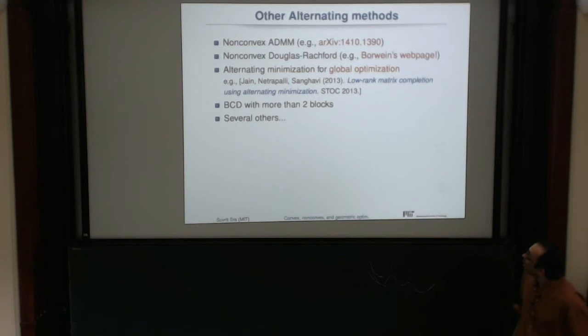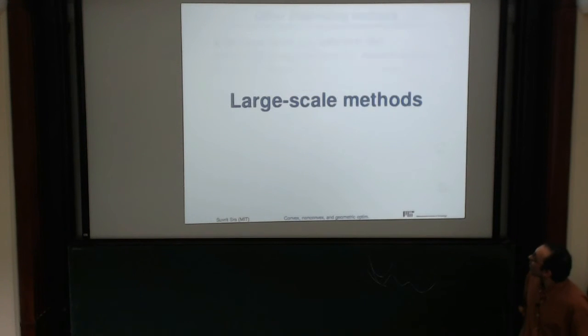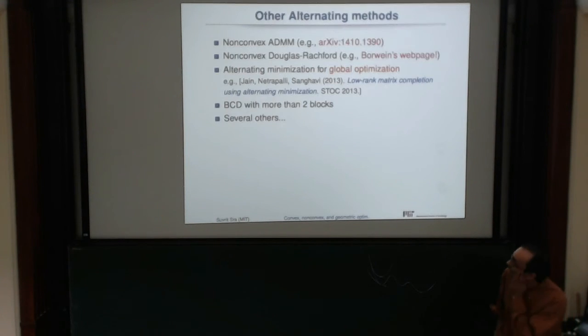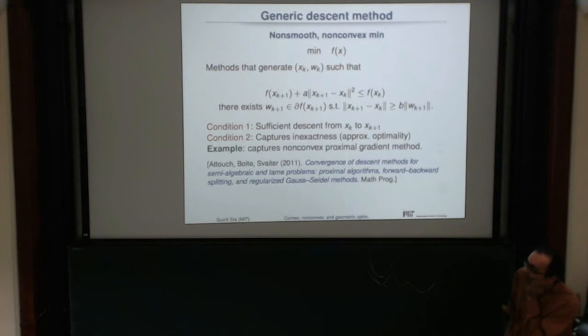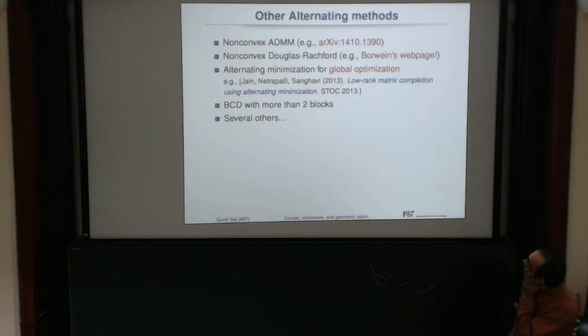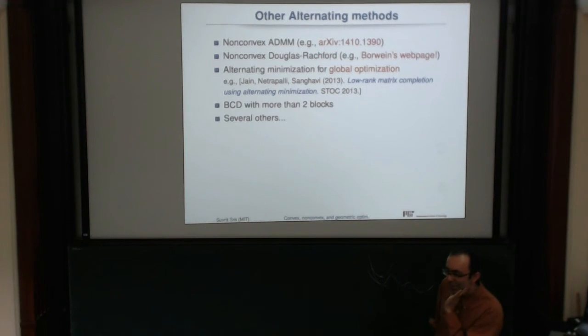So I think I will just quickly show you a toy example of a large scale method, low rank matrix completion using alternating minimization. You know this paper? I read it a few years ago, so roughly. So what is the content exactly?